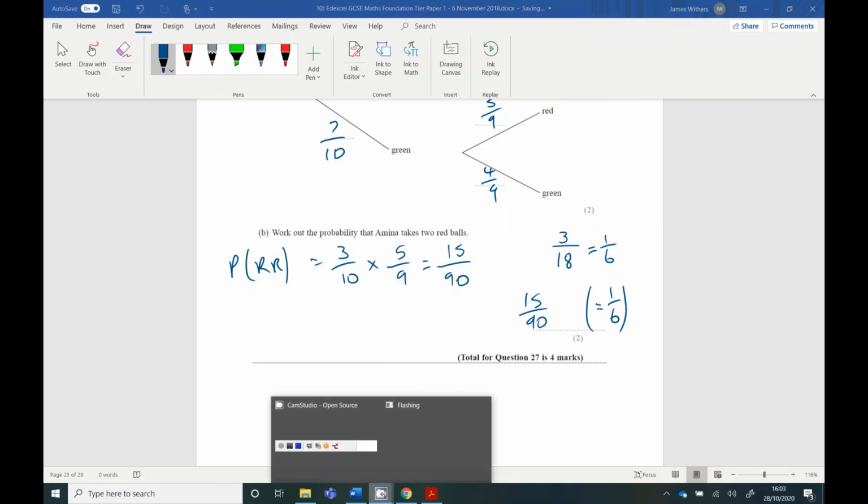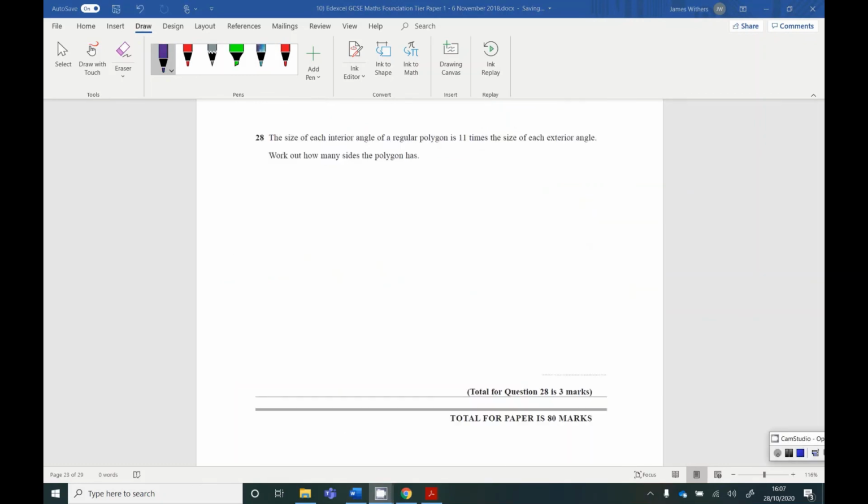Question 28. So let's do a little sketch to help us gather our thoughts. Here's a corner of a shape. There is my exterior angle, which we will call x, and I'm told that my interior angle is 11 times the size of the exterior. So what do I know about angles in a straight line? They add up to 180. So my interior angle plus my exterior angle must equal 180. So 11x plus x, so 12x, has to equal 180.